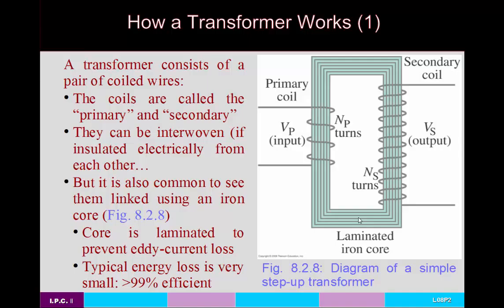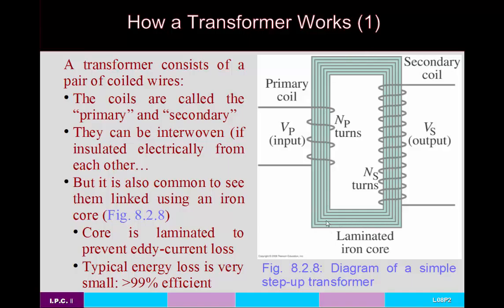These two coils may be interwoven with each other so long as they're electrically isolated from each other. They've got to be insulated so that you don't have charges jumping from one coil to the other. But more commonly you see them in this kind of configuration. There's a laminated iron core between them.